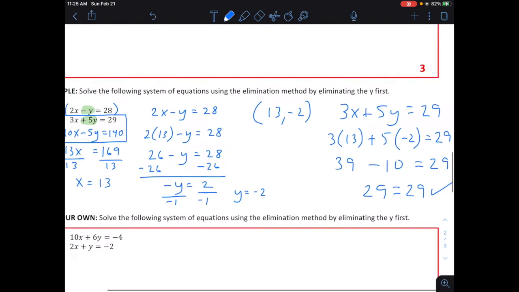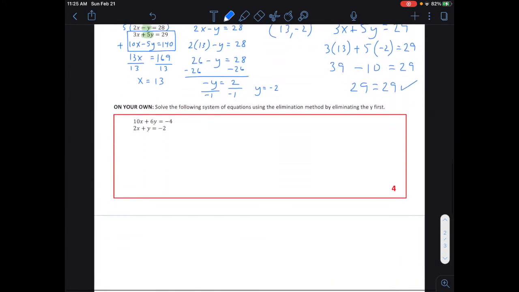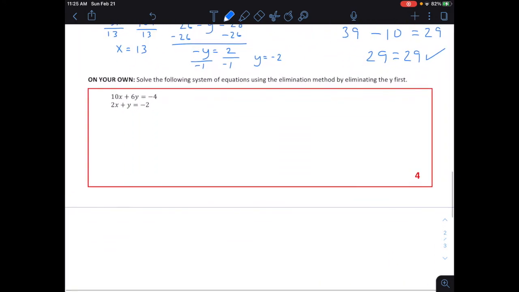All right, same thing for you here. Figure out what you need to multiply one of those equations by to eliminate the y. And when you are done, you have 4 answers to add to your assignment on Schoology.